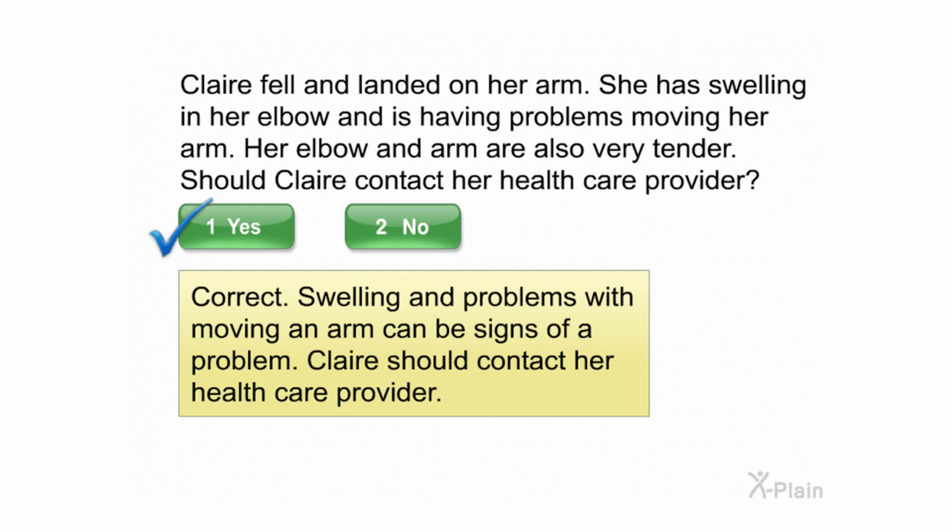Correct. Swelling and problems with moving an arm can be signs of a problem. Claire should contact her healthcare provider.